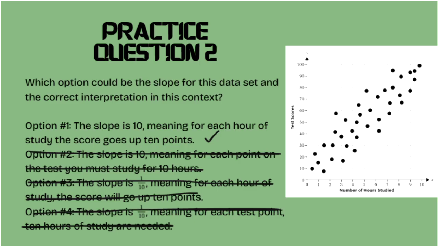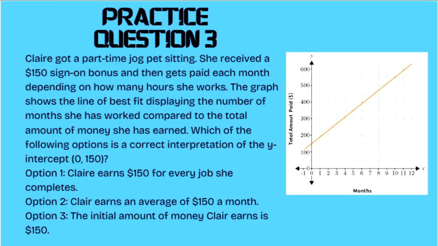Okay. Here's practice question number 3. Claire got a part-time job pet sitting. She received a $150 sign-on bonus and then gets paid each month depending on how many hours she works. The graph shows the line of best fit displaying the number of months she has worked compared to the total amount of money she has earned. Which of the following options is a correct interpretation of the y-intercept at 0, 150?